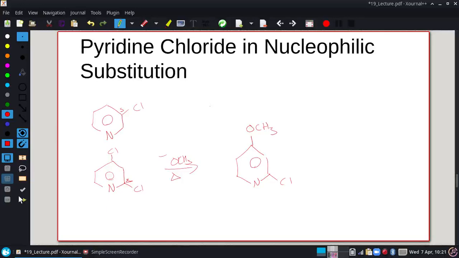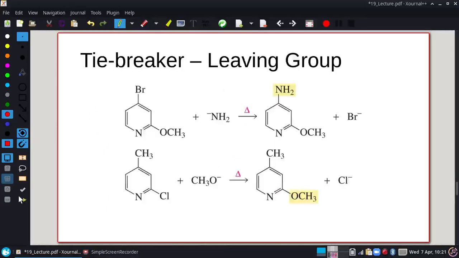Now, speaking of having 2 groups on there, when there are 2 different groups, the best leaving group is what leaves. So on these 2, bromine's a better leaving group, so it leaves. Chlorine's a better leaving group, so it leaves. If it happened to be a chlorine and a chlorine, you will get mixtures, but this electron stability away from the nitrogen will typically help a little bit more, but it does need to be in that 2 and 4 position.